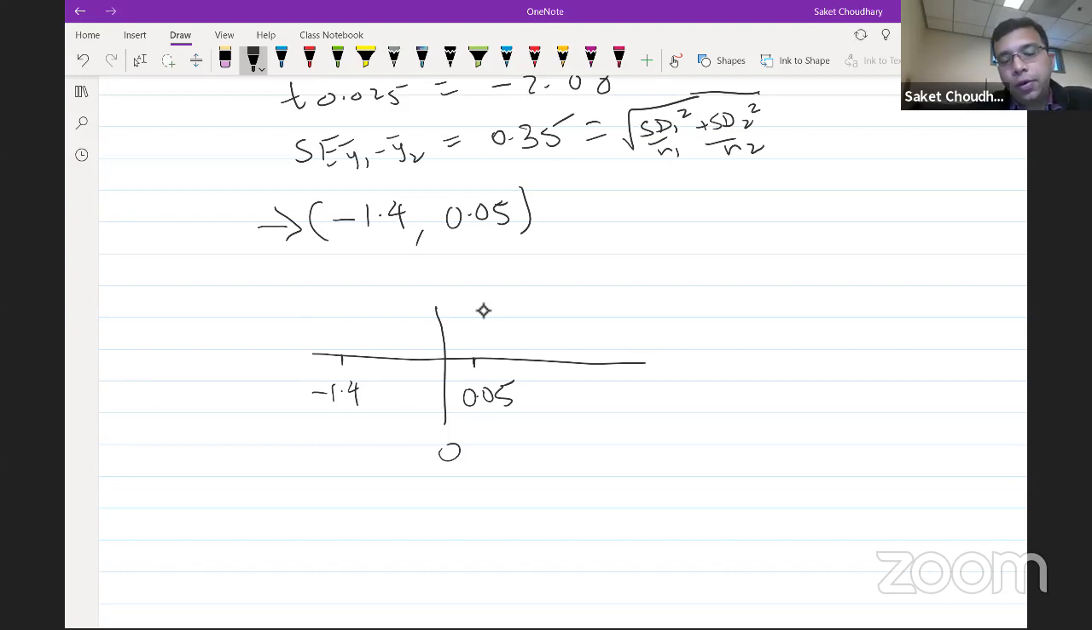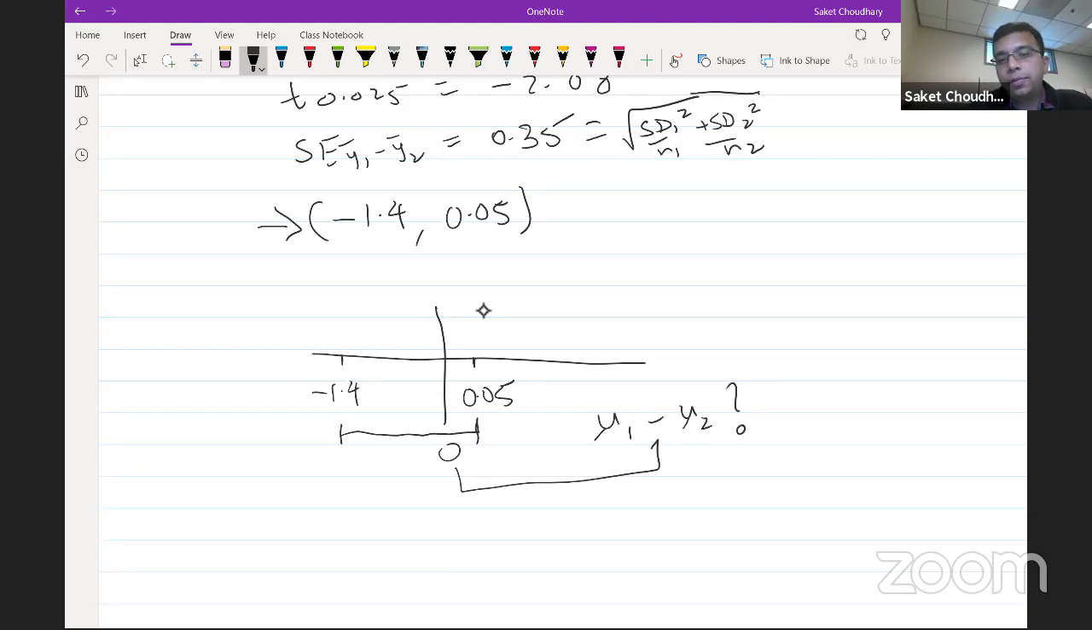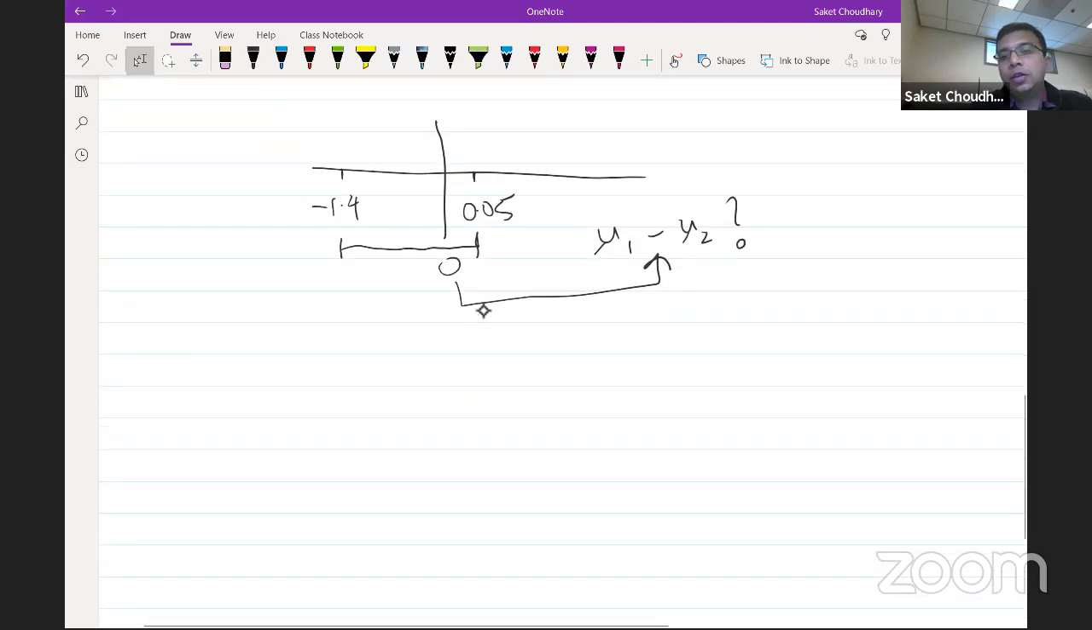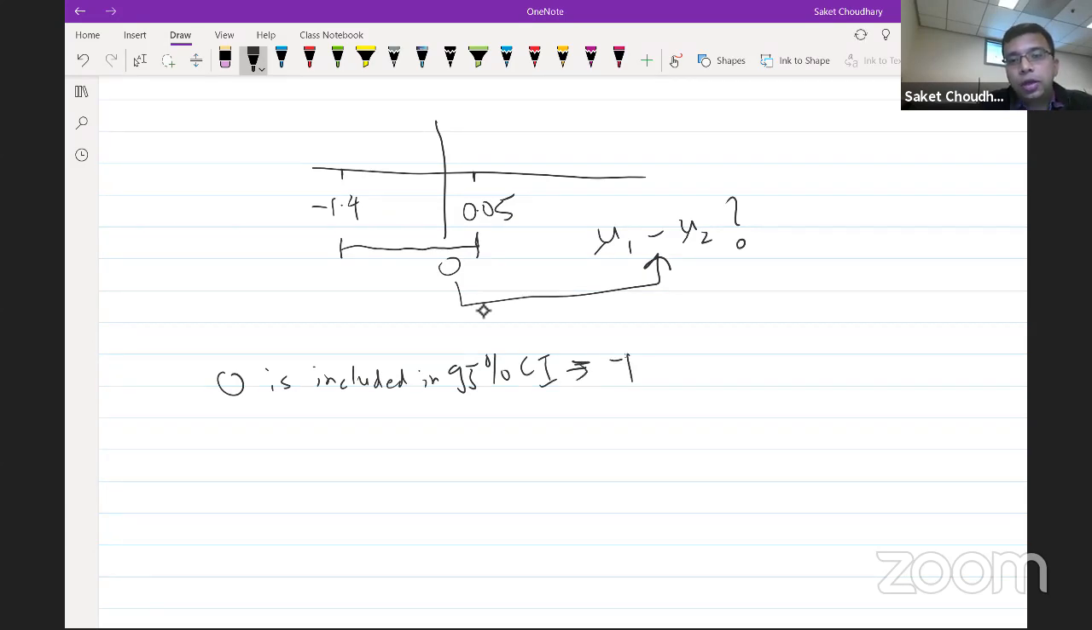One thing you will notice is that 0 is contained in this confidence interval. Whenever that happens, it is telling us there is some probability of 0 being included in this confidence interval. And what we were testing initially was what this difference is equal to. Now, if 0 is part of this confidence interval, it is likely that the difference between the two groups can also be 0. So 0 is included in the 95% CI, and that essentially means that it's quite likely that we will fail to reject the null.